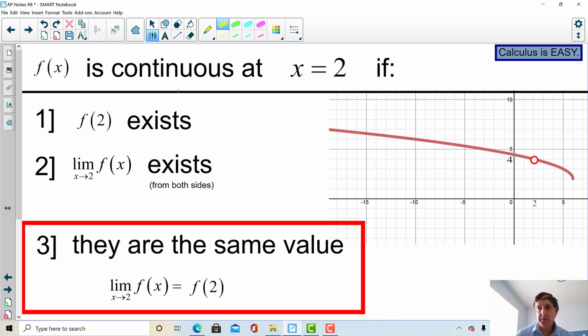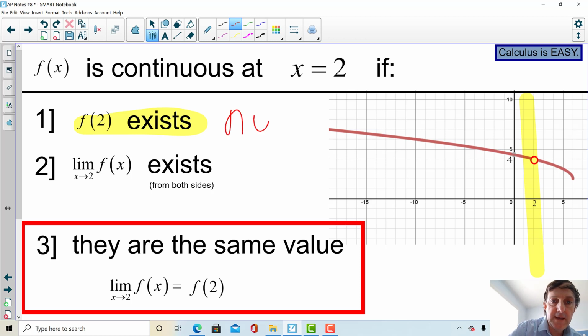Okay, here's another example. The only thing that's different is there's no point over here. So when we do our first condition, we're going to notice that that fails and we can just go ahead and stop. So our first condition, we want to check, does f of 2 exist? If you look over here, there's no point when x is equal to 2. So that condition fails. And so we would say no, f of x is not continuous at x equals 2 because f of 2 does not exist. Now, all we're talking about is what's happening at x equals 2. That doesn't mean that it's not continuous at other places.